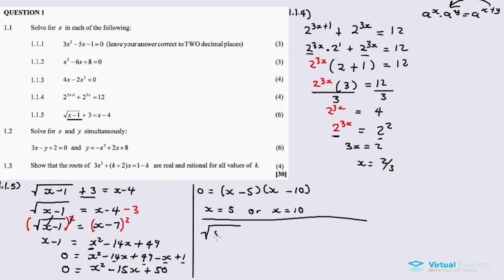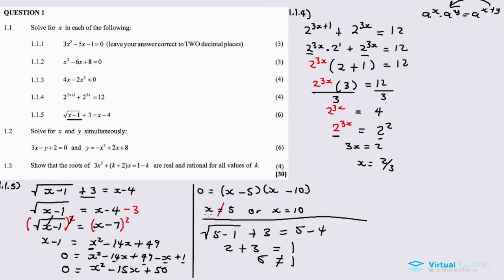5 minus 1, where there's x you put 5. The square root of 5 minus 1 plus 3 equal to 5 minus 4. 5 minus 1 is 4. The square root of 4 is 2, plus 3. 5 minus 4 is 1. 2 plus 3 is 5. So 5 is not equal to 1. So it means x equal to 5 is not a solution.